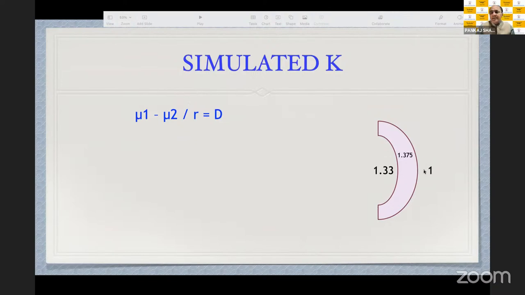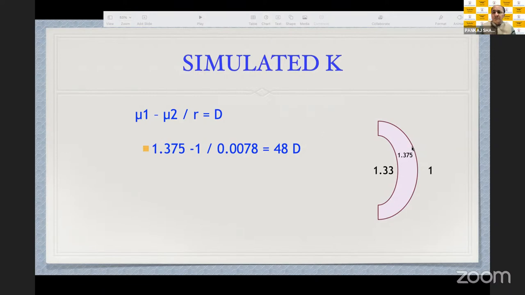So this is air, this is the cornea. Air is one, corneal refractive index is 1.375, aqueous is like water, 1.33. So when the ray goes from air to the cornea, it is 1.375 minus one, and the anterior radius of curvature of the anterior surface of the cornea is 7.8 millimeters, which is 0.0078 meters. This value comes to be 48 diopters.